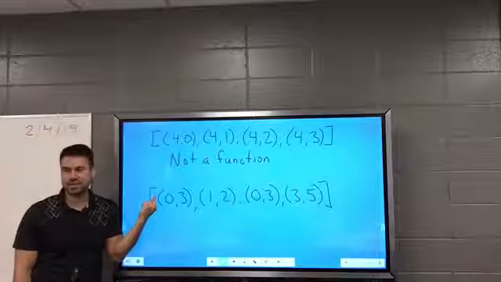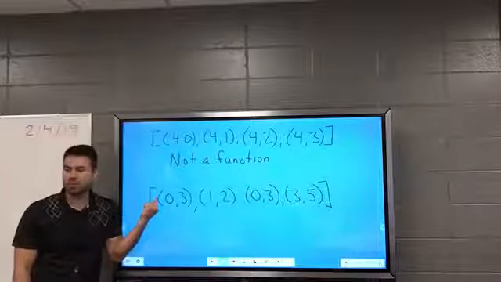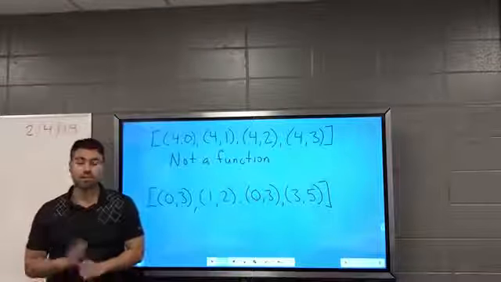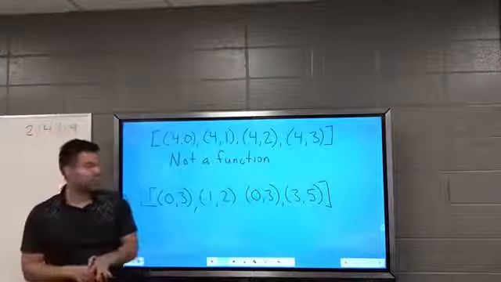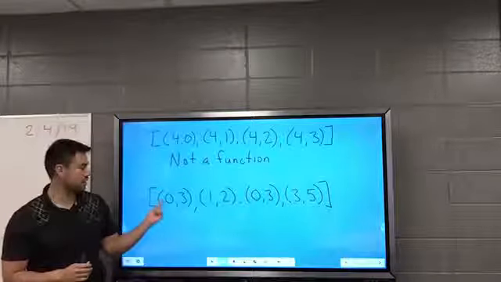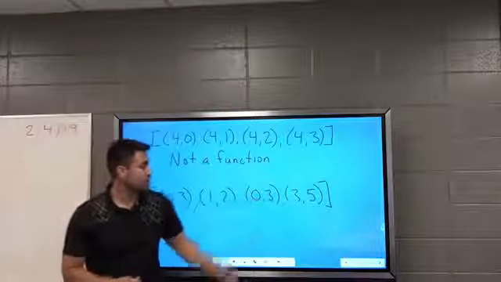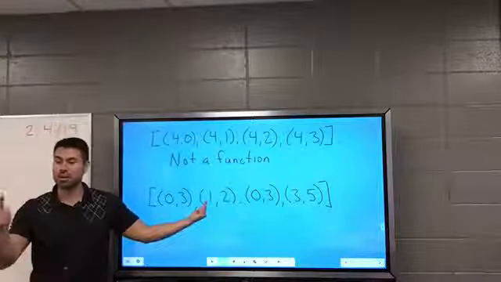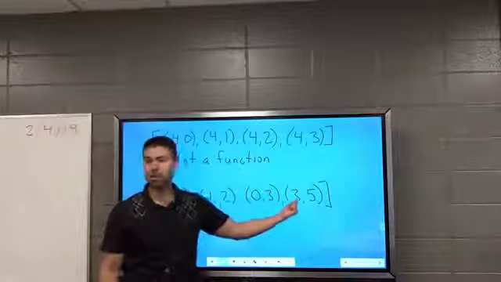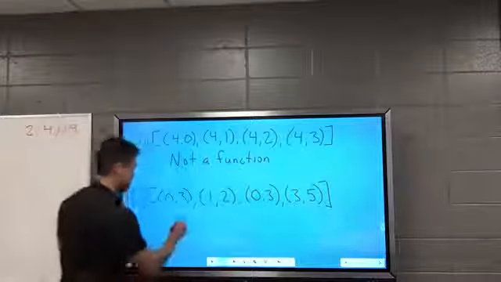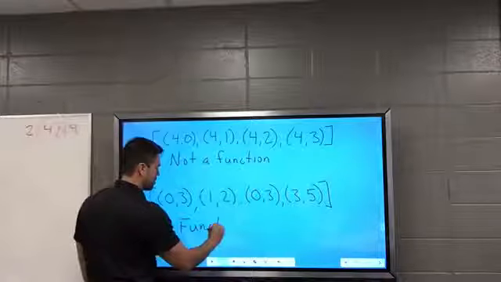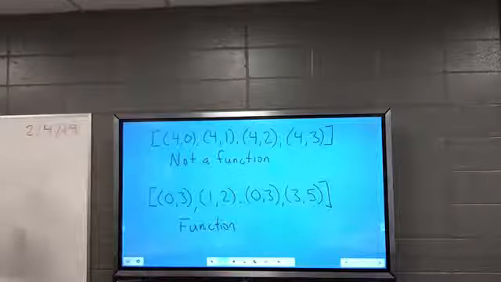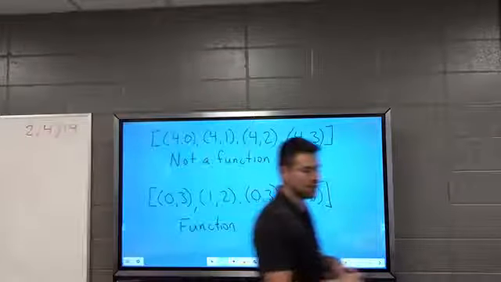Who says yes, it's paired with only one other thing? Who says no, it's not paired with only one other thing? You don't see that? Okay, what is 0 paired with? 3. Is it paired up with anything else? 1. 0. This domain value, is it only paired up? Okay, what about 1? What is 1 paired up with? Okay, is it only paired up with one other thing? Is 3 only paired up with one other thing? Function. This is a function. There's a difference between the two, and we're answering the same question every time. Okay.